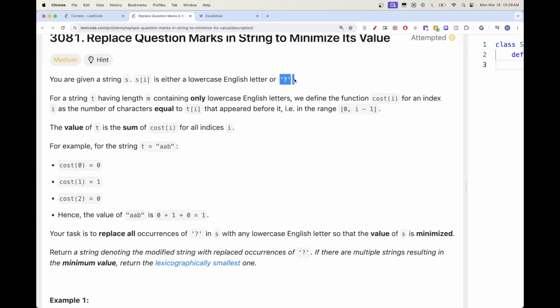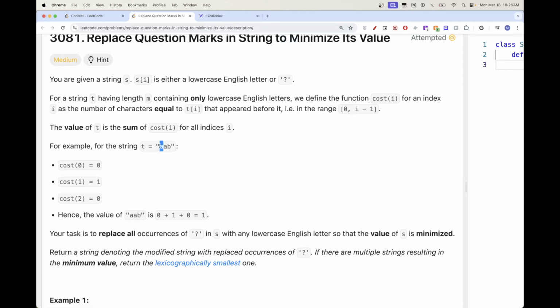So with T, we should eliminate these question marks, and for that T that we need to construct, the cost of an index is the number of characters equal to that letter that appeared before it. What do we mean by that? Let's take a look at this AAB.